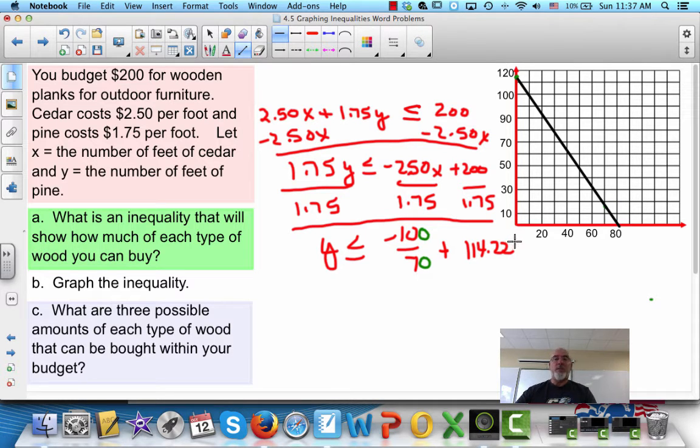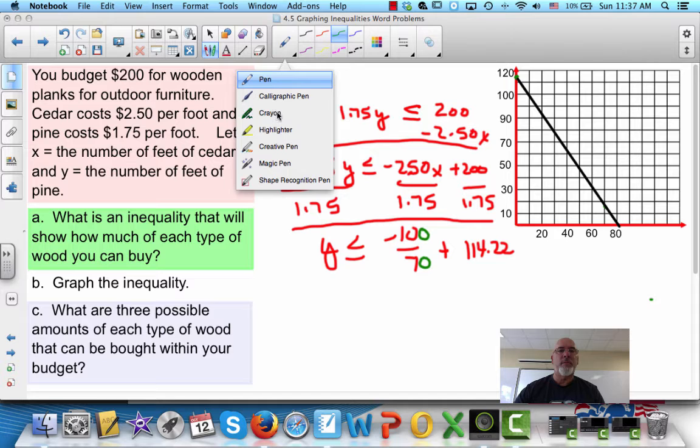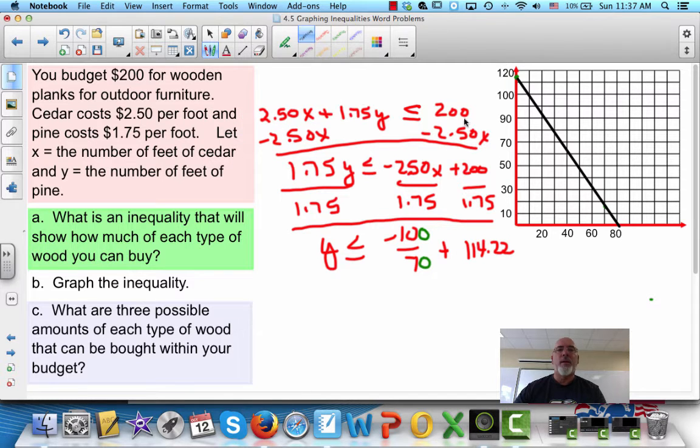Okay, now which side am I going to shade? Let's go back up here and get something so that we can shade. Okay, so now we're going to shade the underside, because whenever it says less than or equal to, you shade below the line, okay? So we're going to shade on this side over here. Now, the last thing it says, what are 3 possible amounts of each type of wood that can be bought within your budget? So that means that you have to choose values from the shaded region.